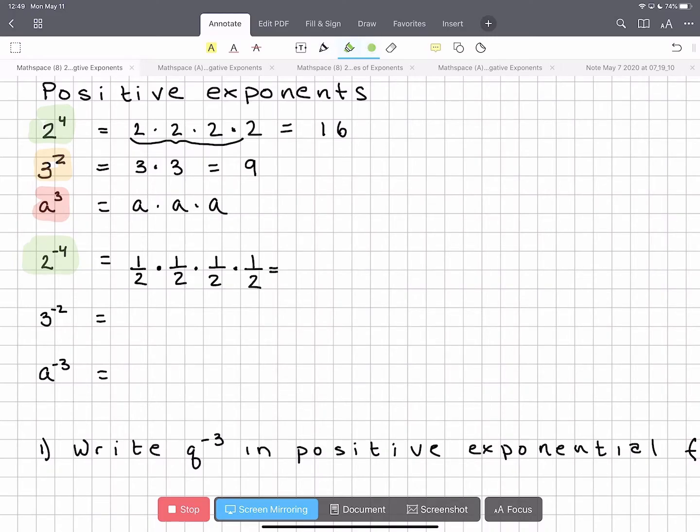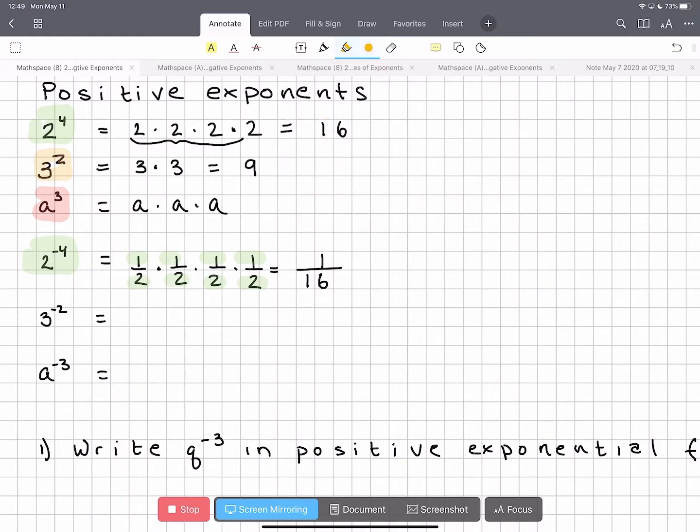And to simplify that, we multiply the numerators together. So 1 times 1 times 1 times 1 is 1. And then we multiply the denominators together. So 2 times 2 times 2 times 2, which is 16. And there's our answer. So let's compare 3 squared to 3 to the negative second power.